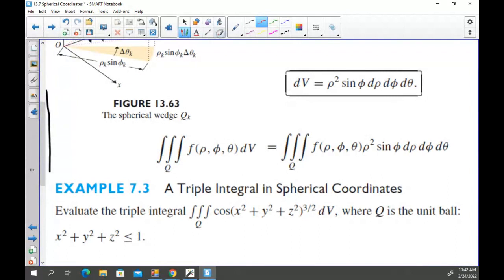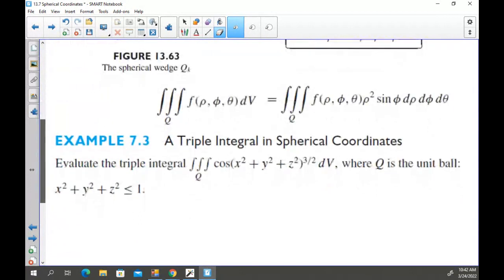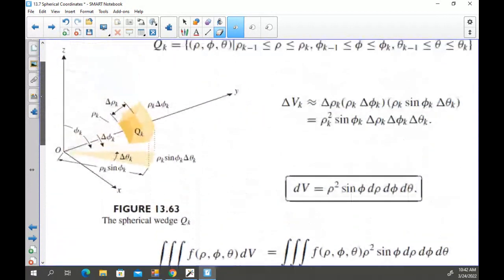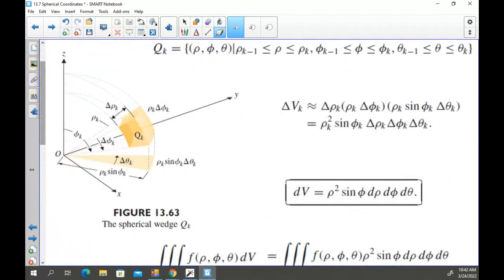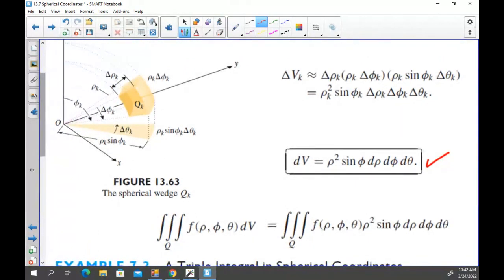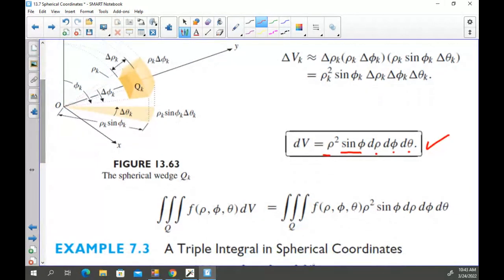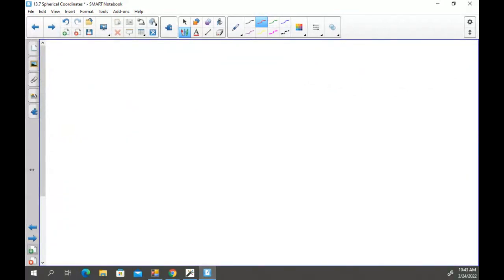Now, of course, we use these spherical coordinates to find integrals. So I will do one or two examples and then I will stop today. When we use spherical coordinates to integrate, dv is given by this rule here. dv is rho squared multiplied by sine phi, and then d rho d phi d theta. It's important to remember this. It will allow us to find triple integrals.